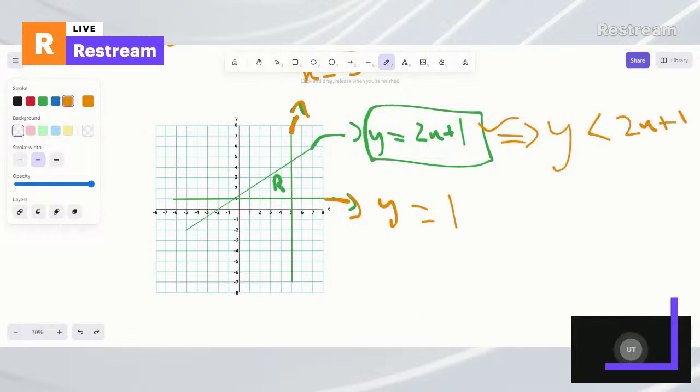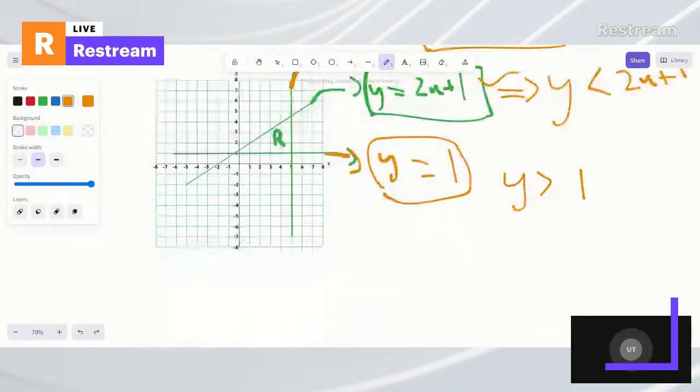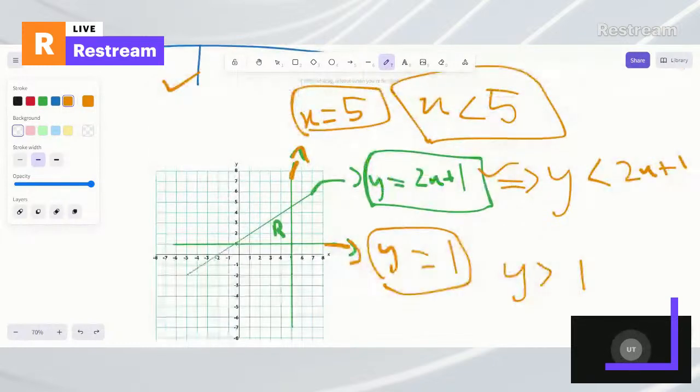All right, now if I ask whether my region is above or below this line, my region is above this line, so I'm going to say y is greater than 1. Now for this line, I'm going to ask if my region is before or after this line. My region is before this line, so I'm going to say x is less than 5. I hope it's clear to everyone. If there are any questions, feel free to ask me and we shall discuss this. I hope everything's clear to you guys.